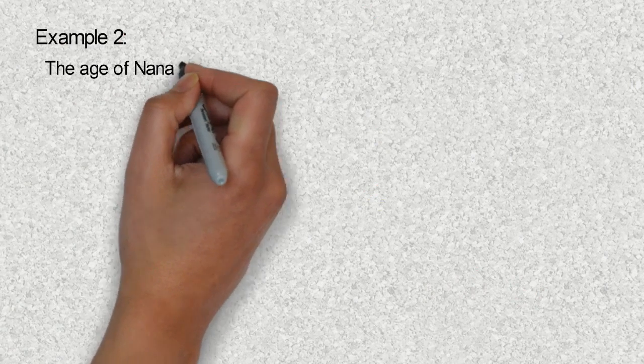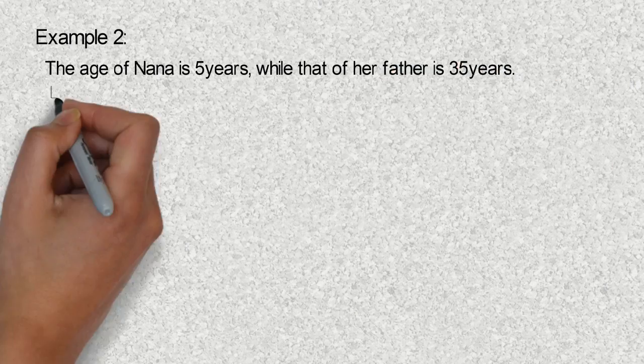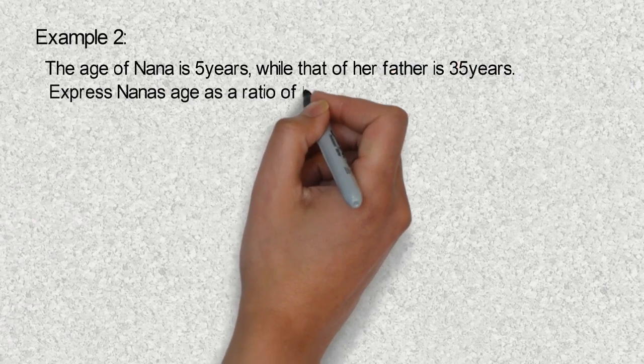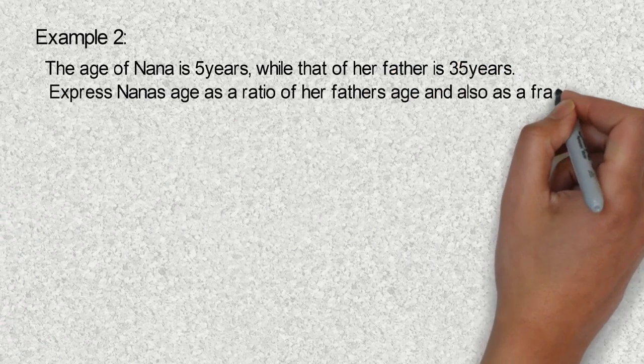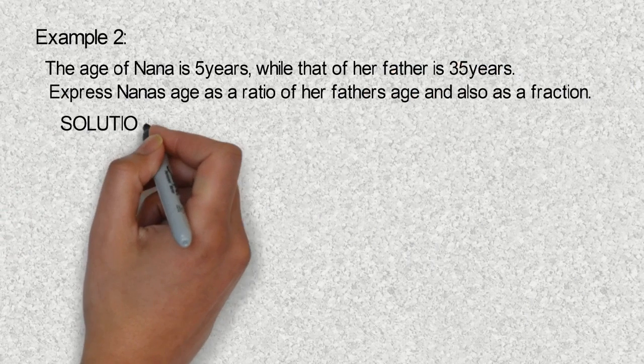Example 2. The age of Nana is 5 years, while that of her father is 35 years. Express Nana's age as a ratio of her father's age and also as a fraction. Solution.